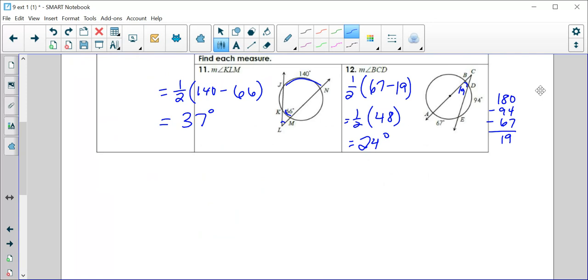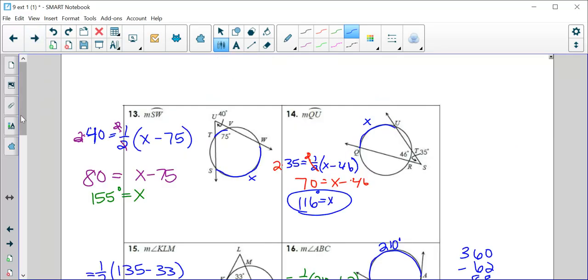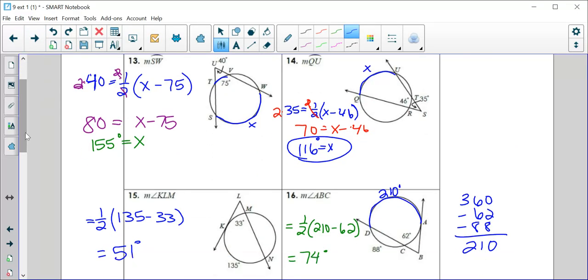All right, so number 12, you can take half of that big arc minus the small arc divided by 2, which ends up being 24. 14. Again, half of the big arc minus the small arc, but we do not know the big arc this time. So we had to call that x. So we can say the angle equals 35 equals 1/2 of x minus 46. Right away, I multiply by that 2 to get rid of the 1/2. So then I can get x is 116.